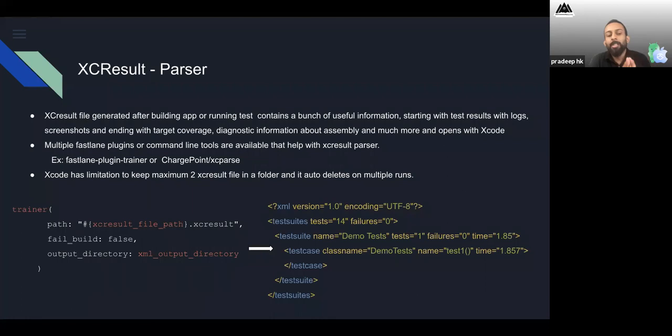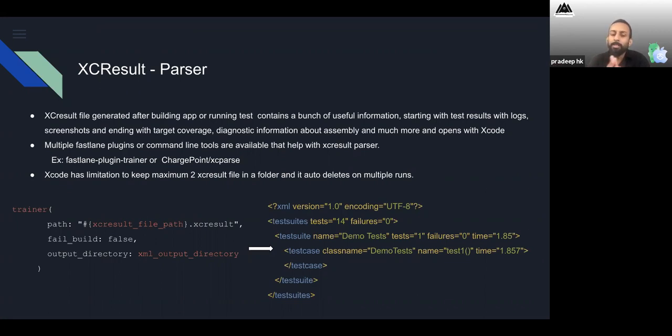So there is a Fastlane plugin, and also there are command line tools I mentioned in this. Trainer is a Fastlane plugin which we are using in our project. This will basically take the XCResult path and it will give you an XML result output with the test run and the failure details and the crash details also.